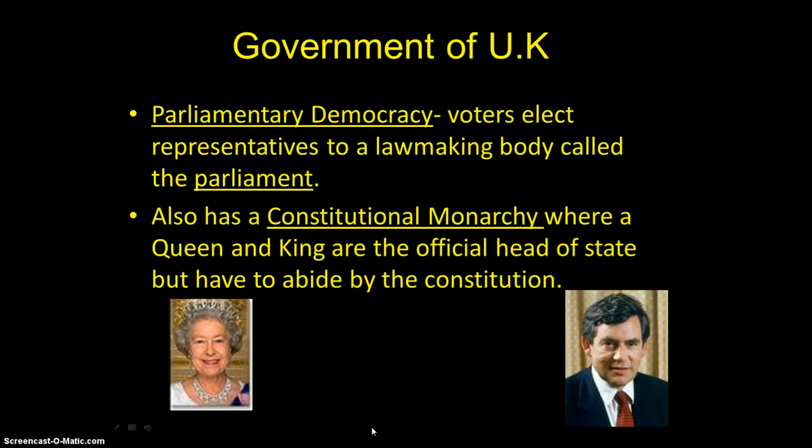The government of the United Kingdom is a parliamentary democracy. This is where voters elect representatives to a lawmaking body called the Parliament. It also has a constitutional monarchy where a king and queen are the official head of state. But really, they're just more of a figurehead, which means they're just there to be there because they didn't want to relinquish that role when it went from a monarchy to a constitutional monarchy. They don't really have that much influence on the actual government.